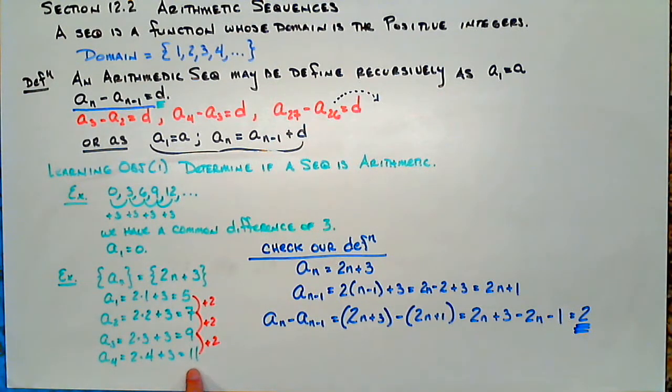We can't just do this numerically. We might have been able to do this in an Algebra 2 class, but in a pre-calculus class, we're expected to go beyond just numerical justification. We need to use the definition and show it's arithmetic in this manner. All right? So that's our first learning objective. Let's move on to our second learning objective.